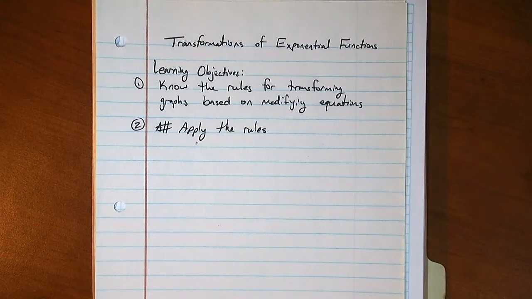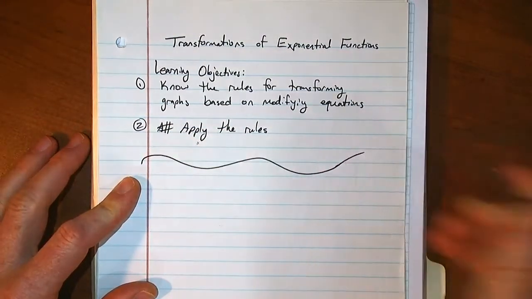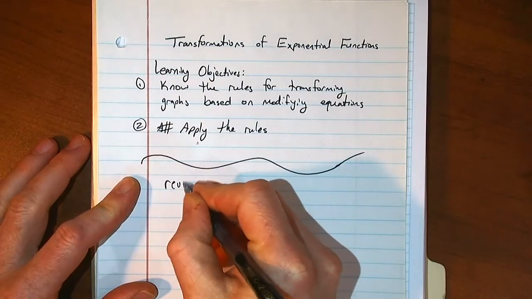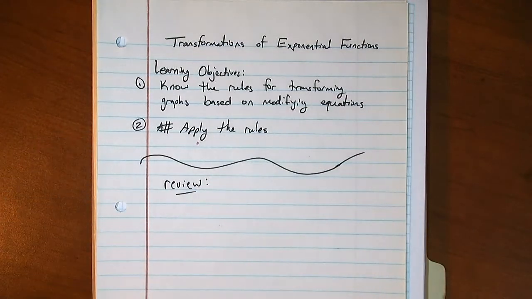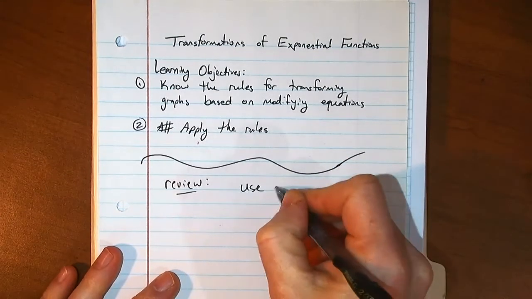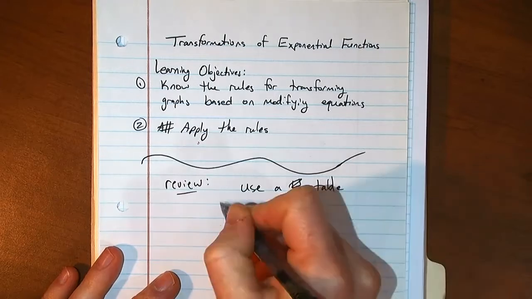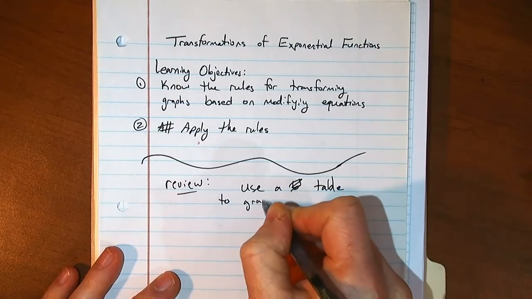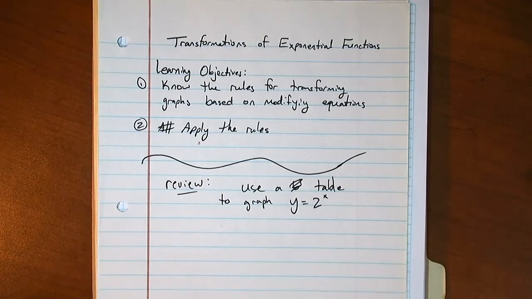But before we get into that, we are going to start with just a very quick review on working with exponential functions. Okay, and to do this, what we're going to do is we're going to make a graph. Use a table to graph y equals 2 to the x. Y equals 2 to the x.